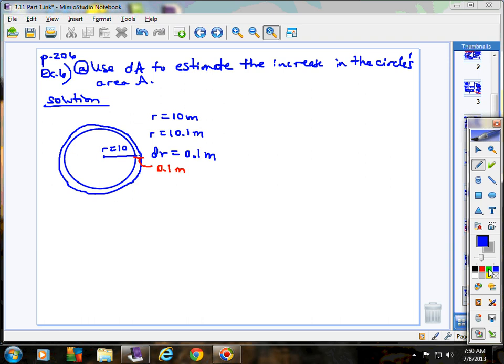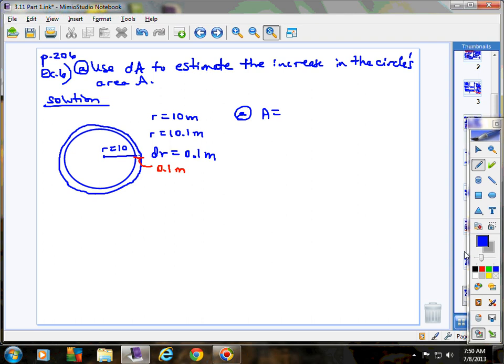Let's see what else they tell us. Use dA to estimate the increase in the circle's area. That's A part. They don't have A, B, C in the book, but they have 3 parts, 3 questions they're asking us. Let's start out with a formula. Last time we met, I said that this section had some problems where they give you the formula and some where you have to remember the formula.